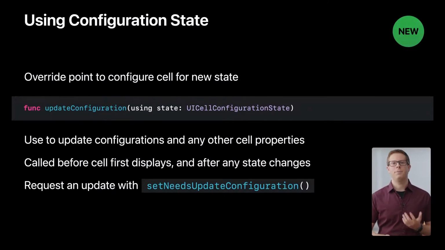For example, if you're using the new collection view list cell, you can use this method to update the tint color of your cell accessories for different states. And if you need to reconfigure your cell for any reason, just call setNeedsUpdateConfiguration to request an update.